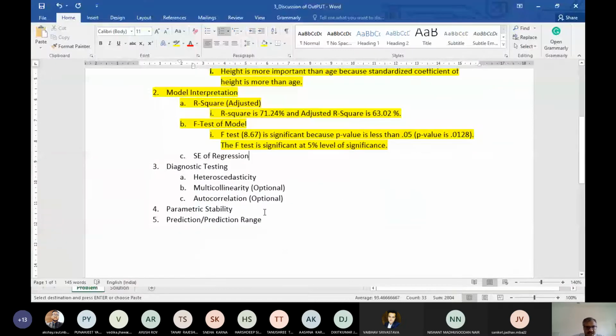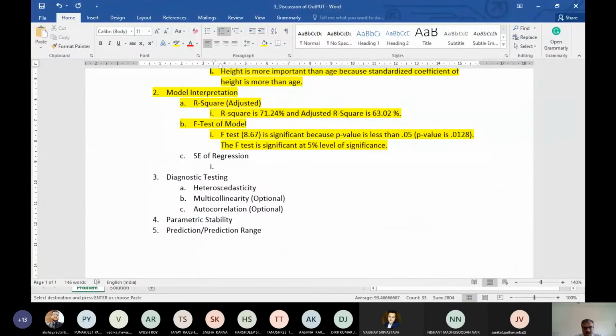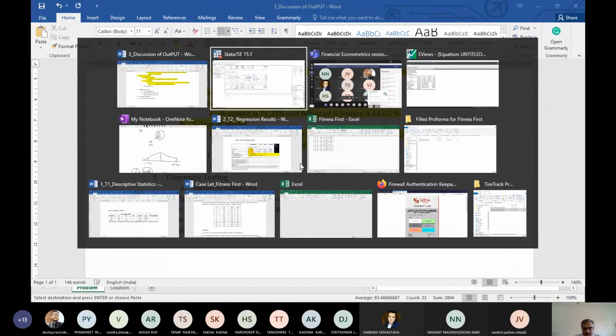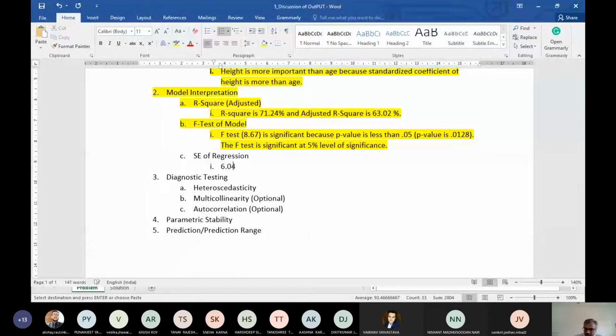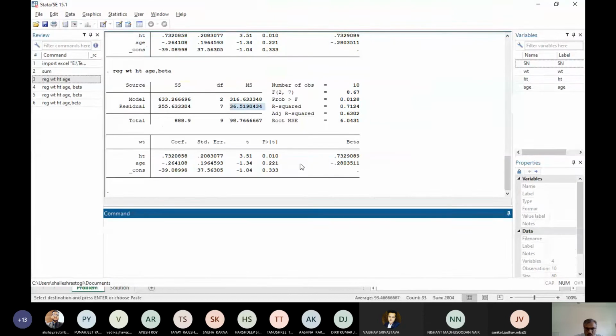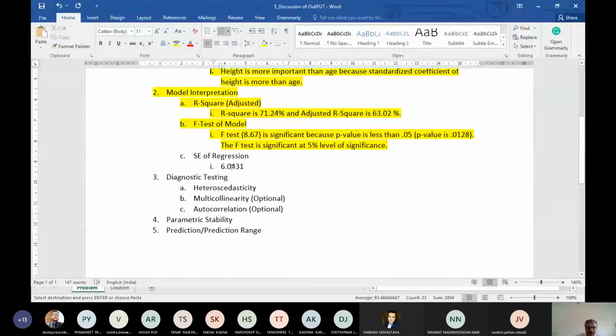Yeah. DF test, SE of regression. So we'll report SE of regression. This is 6.0431, the value of standard error of regression. So here we have got the value. This completes our discussion on model interpretation.